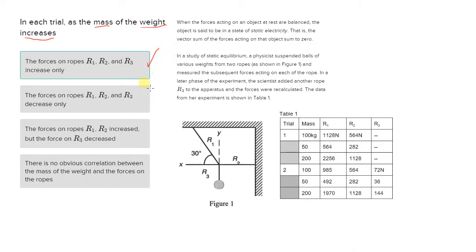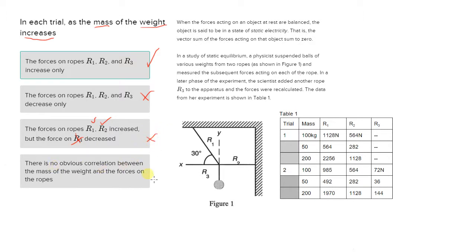We have increasing forces on R1, R2, and R3 as the mass of the weight increases, which would directly counteract answer choice B, because we see that they've increased, not decreased. And answer choice C is wrong because while this is right, R1 and R2 increase, R3 does not decrease, so that answer choice is wrong.